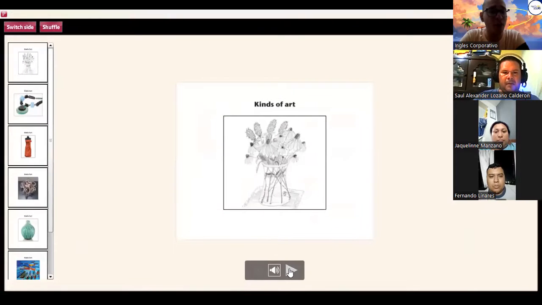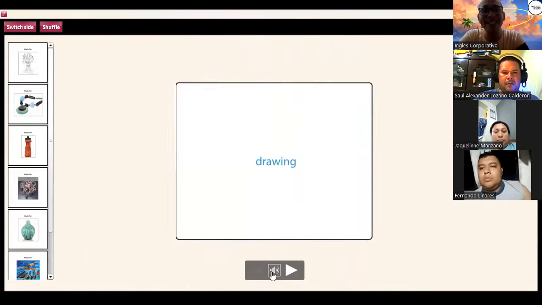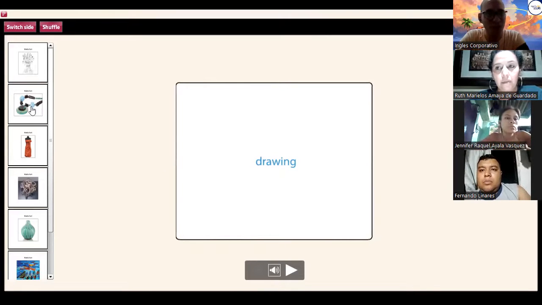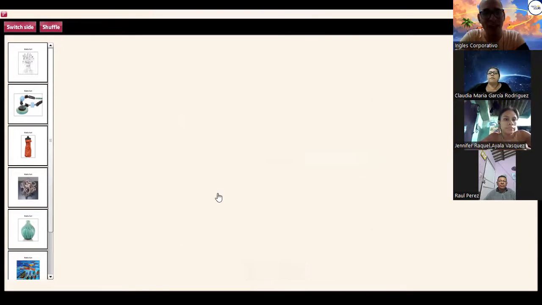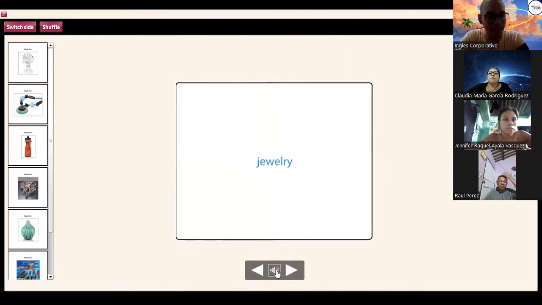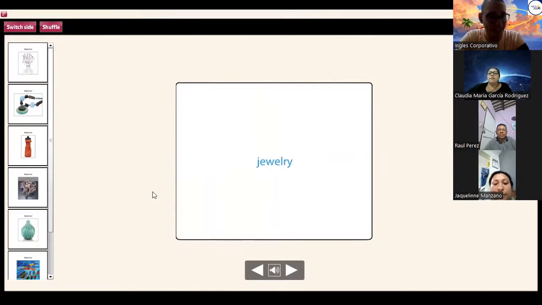The first thing that we are going to work on, guys, is this one. Let me share the sound and the presentation over here. So this is drawing. Everybody repeat, please. Drawing. Drawing. Drawing. That will be the first kind of art. Let's go with the second one. Jewelry. Everybody repeat, please. Jewelry. Jewelry. That will be the second one.